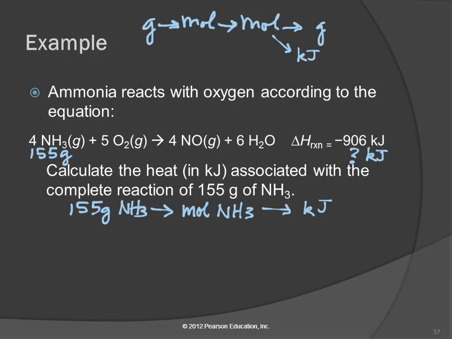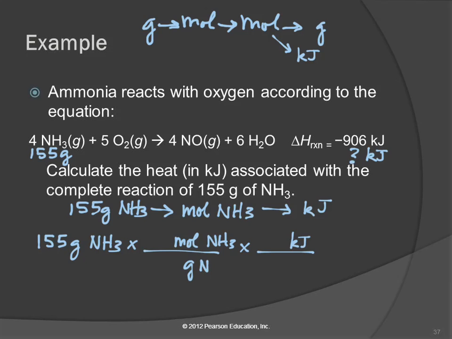So then we've got 155 grams of ammonia times, we're going to go to moles of ammonia, and then we're going to go to kilojoules. Following the same pattern of dimensional analysis, we're going to put grams of ammonia down there so they cancel out, and moles of ammonia down here so they cancel out.